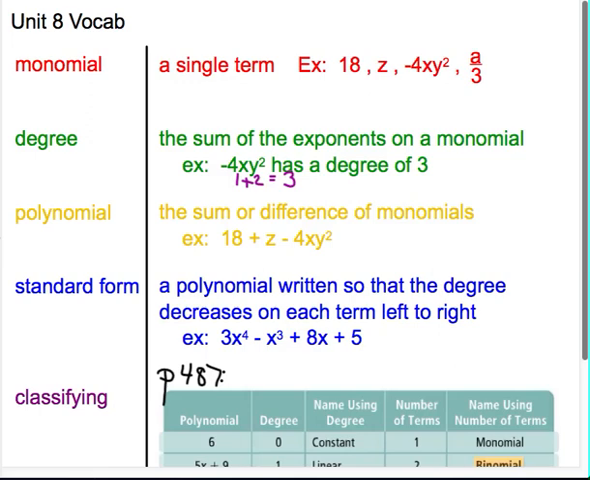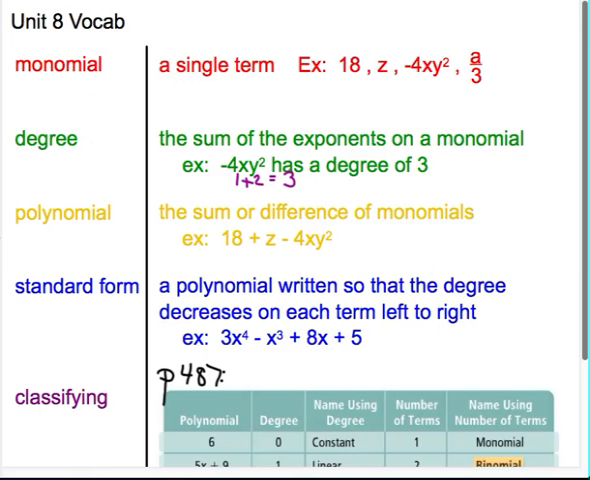Standard form is the way that I want you to express your polynomial, where the degree decreases on each term from left to right. When you're writing a polynomial in standard form, you will choose one variable to look at the power on that variable. So when we're looking back at our example for degree, and we had that negative 4xy squared, if we had another term that was, say, 4x squared y, they would have the same degree. So we would choose one variable to organize it in order. And typically we choose the variable that's closer to the beginning of the alphabet.